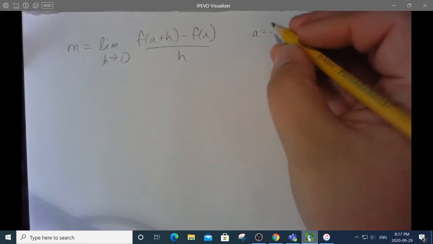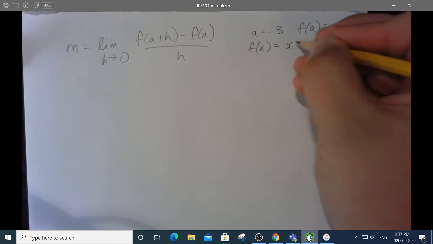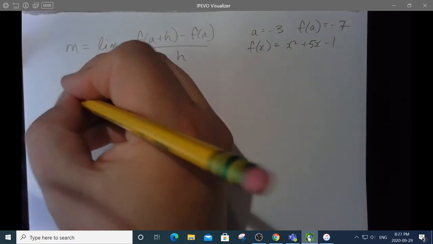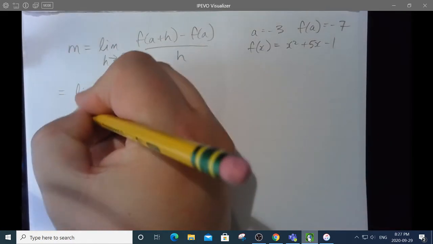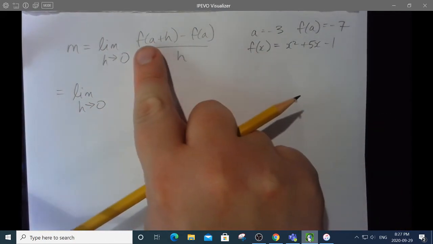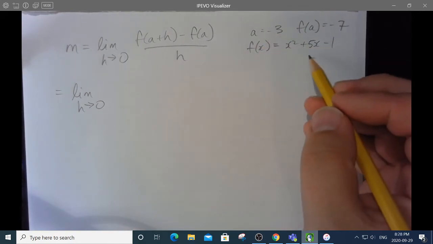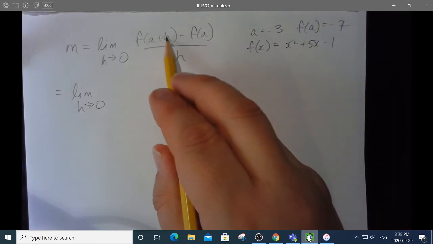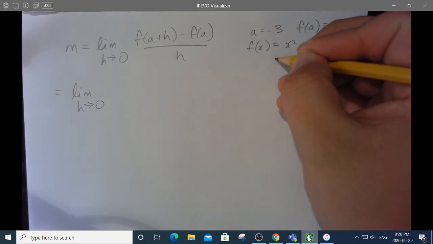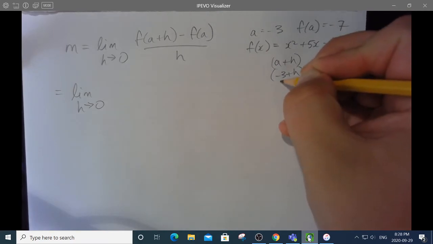So here we go. And of course, f of x is, what was the formula again? x squared plus 5x minus 1. So that's all that I need to get this done. This is the limit as h approaches 0 of the function with a plus h in it. So a is negative 3, h I don't know yet. So basically it's going to be negative 3 plus h, which is probably easier to write as h minus 3, right? So a plus h is like saying negative 3 plus h, which is like saying h minus 3.